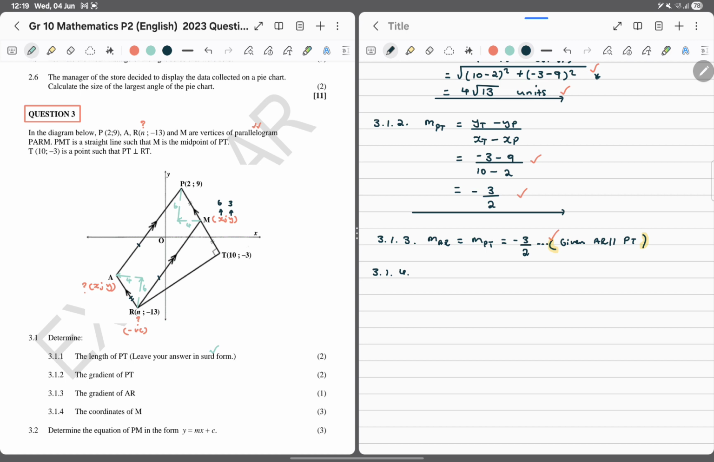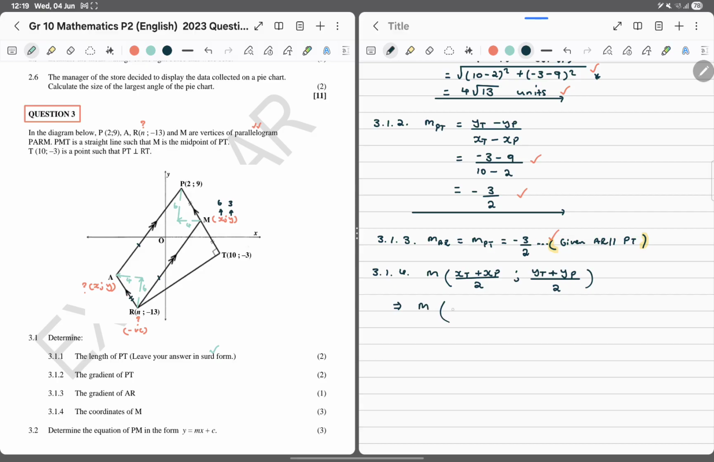Okay. We need the coordinates of M. We already saw how we're going to do it, but of course we need to show how we've done it. So M is this point such that x at t plus x at p divided by 2, is to y at t plus y at p divided by 2.